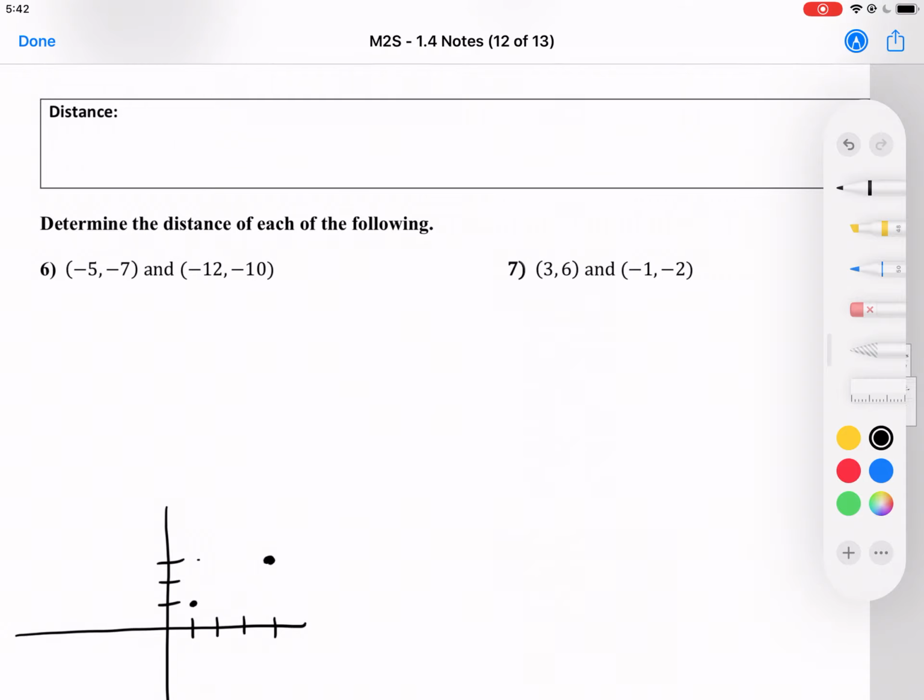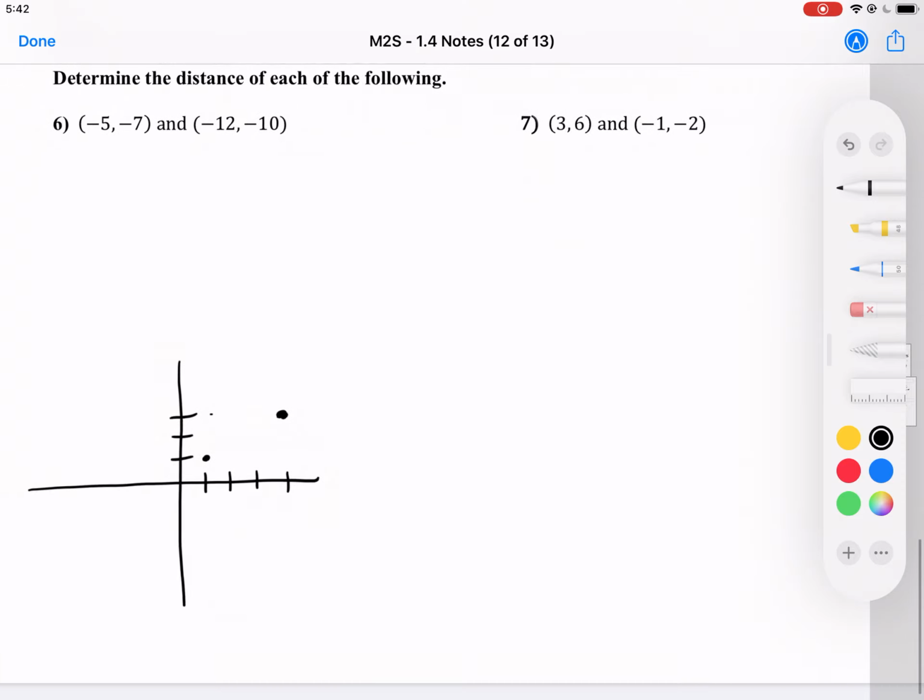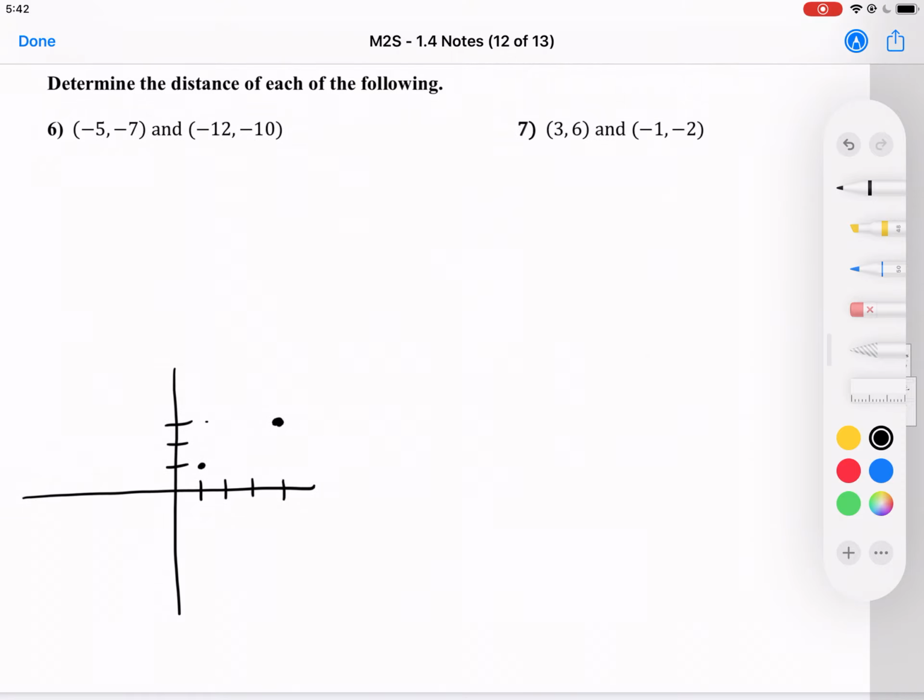All right, the last one we need to talk about is distance. The distance formula is actually just a fancy version of the Pythagorean theorem. So I want to show you an example. This graph down here I drew at the bottom doesn't relate to 6 or 7, but it's going to help us understand how the distance formula works.